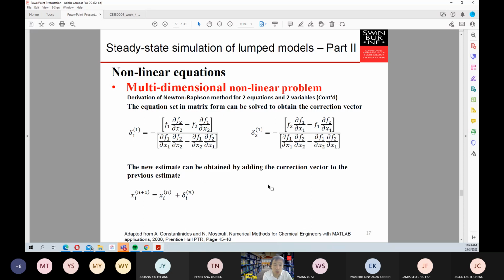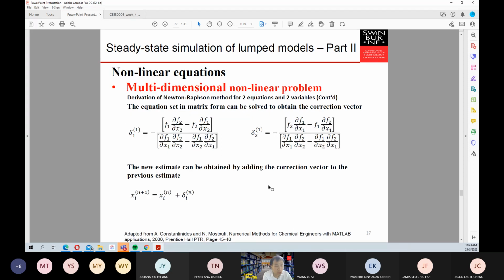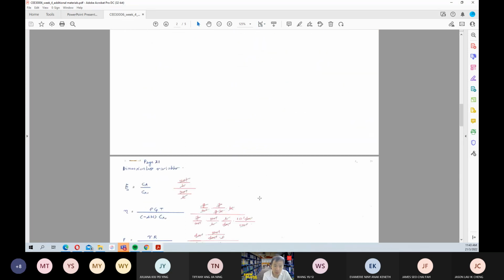I think for our next lecture, I will go and discuss this particular example. This will not take so much time. I think I've already finished most of the materials for week 4, and I will conclude it here. You can go and check these additional materials as well.